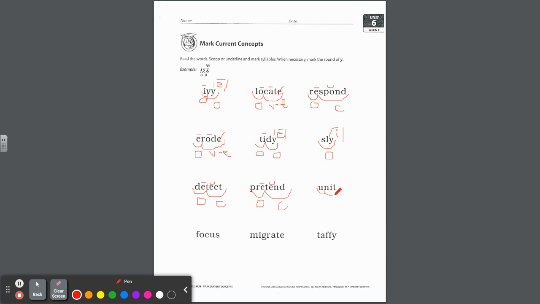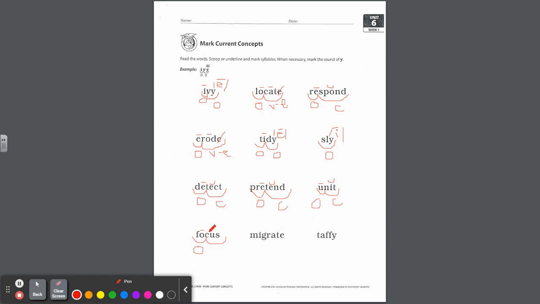Unit. Some of you might live in a complex in a unit. Okay, so U is long, it is open, and nit is short and closed. Last row. Focus. Focus. Fo is long because it's open syllable.